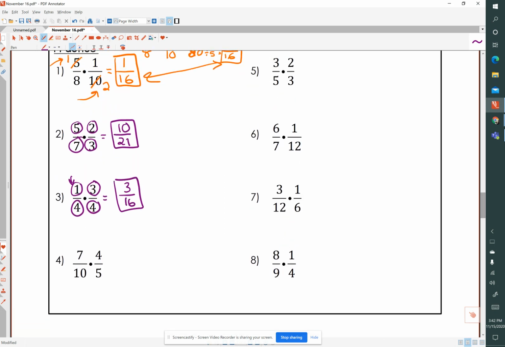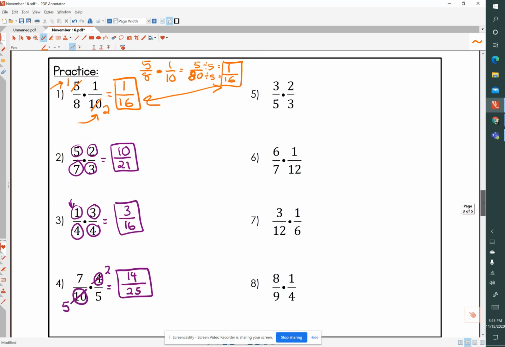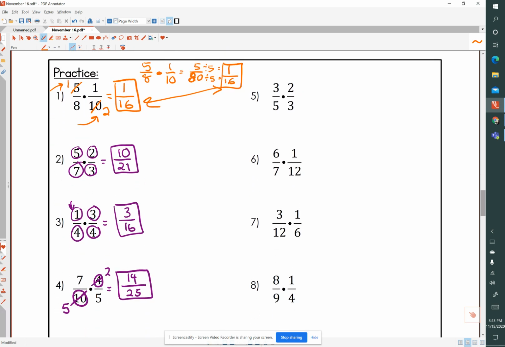Number 4. Now, 7 and 5 I cannot simplify, but 4 is divisible by 2 and 10 is divisible by 2. So 4 divided by 2 is 2, 10 divided by 2 is 5. Now I've simplified. Smaller numbers are better numbers. 7 times 2, 14. 5 times 5, 25, and that is a final answer. So let's go ahead and do the rest of the page. In fact, why don't you try 5, 6, 7, and 8 yourself, and then you can check.